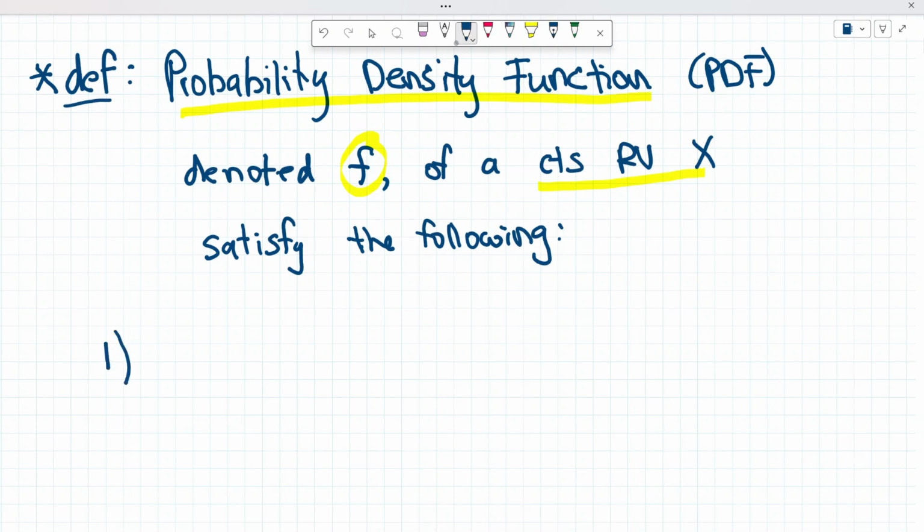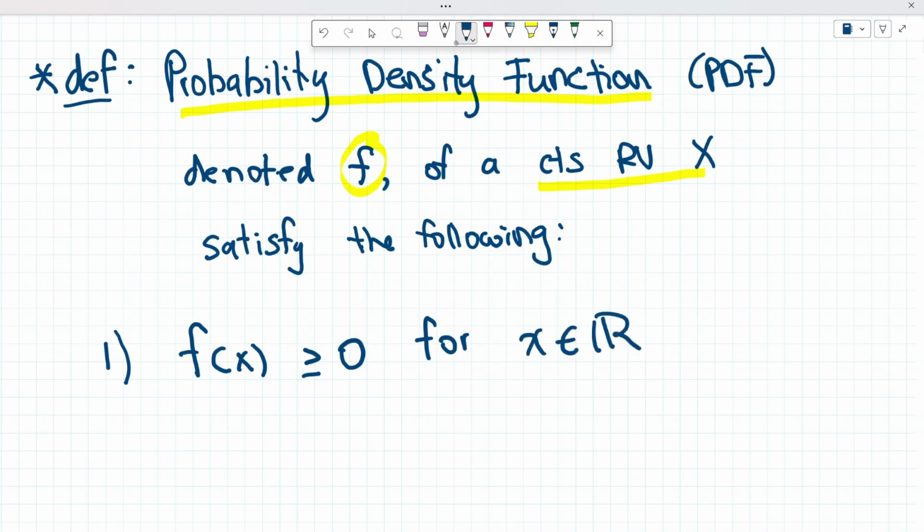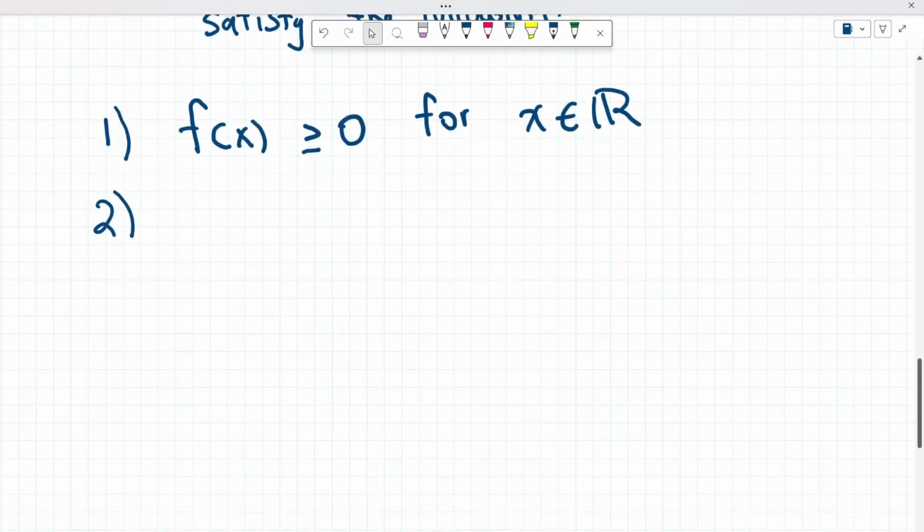The first property is that our f of x must be greater than or equal to 0 for all x an element of R. So for all the x on the real line, our probability density function must be greater than or equal to 0. Our second restriction, or second thing that it has to satisfy, is that f is piecewise continuous.